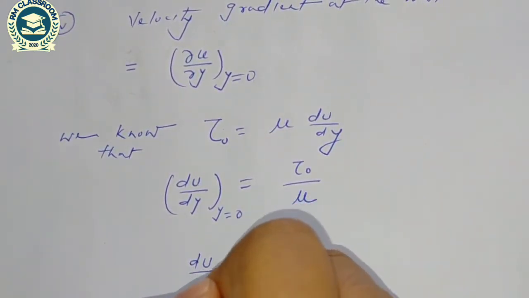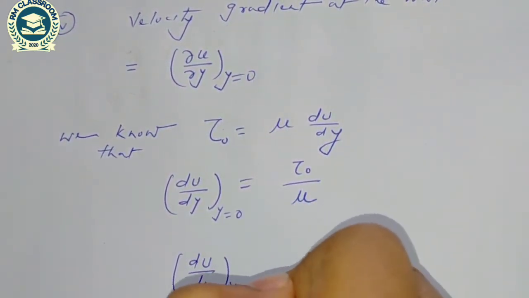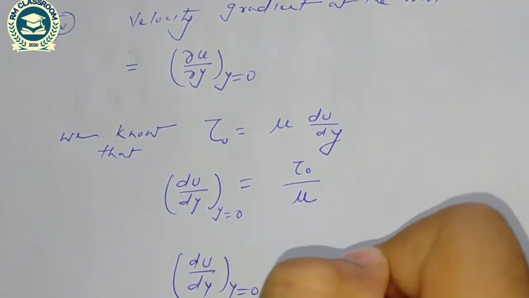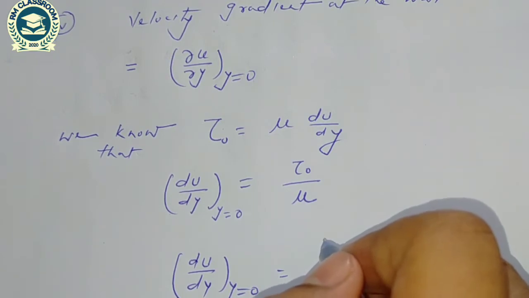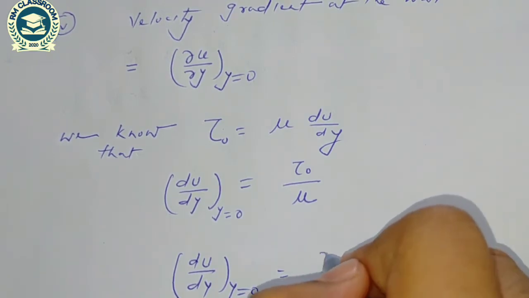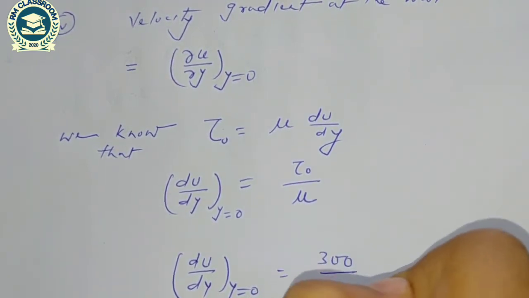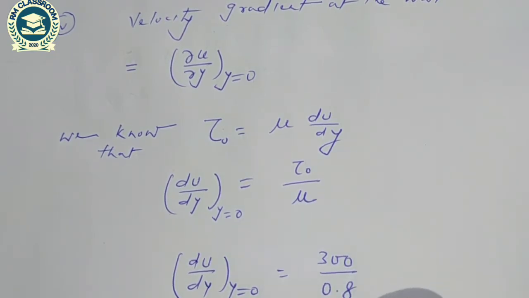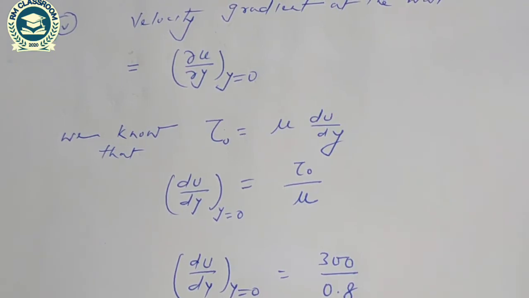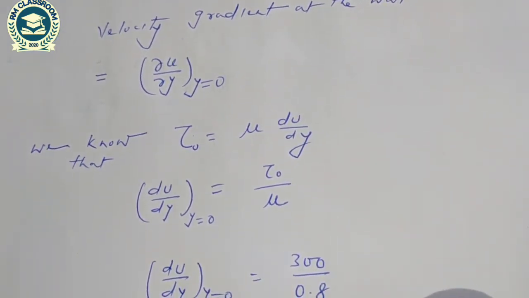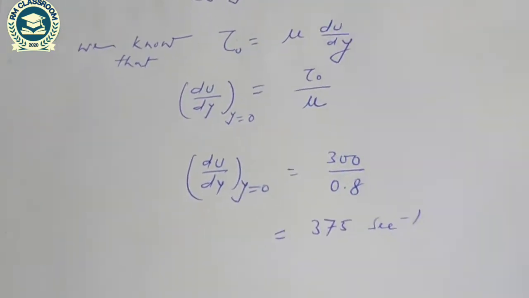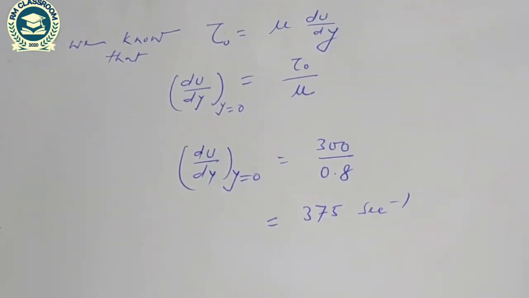So du by dy, the velocity gradient at the wall, is equal to tau naught by mu. So shear stress at the wall is computed 300 Newton per meter square divided by 0.8. So it is 375, and the unit is per second. Per second is the velocity gradient.